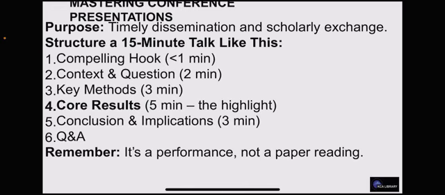You have the compelling hook, which is 1 minute. Then the context and question should not be more than 2 minutes. The key method should be 3 minutes, and the core result is the bulkiest one, which you can schedule for about 5 minutes. It is like the highlight. Then the conclusion and implication, 3 minutes. Question and answer follows.